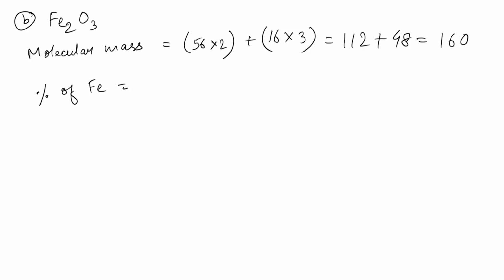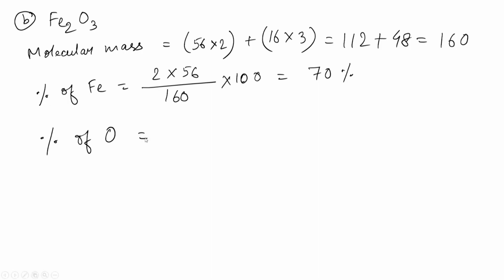Now percentage of iron. Percentage of iron is number of iron into mass of iron divided by molecular weight of ferric oxide into 100. This comes as 70%. Now, percentage of oxygen. Percentage of oxygen is again number of oxygen into mass of oxygen divided by molecular mass of ferric oxide into 100. So, this comes as 30%.